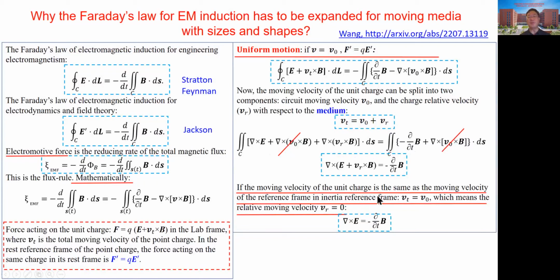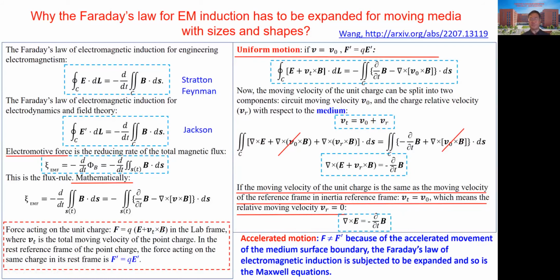If the moving velocity of the unit charge is the same as the moving velocity of the reference frame, an inertial frame, some people assume this in that derivation. But remember, there is a condition, which means that you assume this equals 0, and you get this one. So this has a condition on these two inertial frames as well. The relative moving velocity of the charge could be 0 or parallel to the wire, a thin wire approximation. If a large medium, that means the velocity is 0.